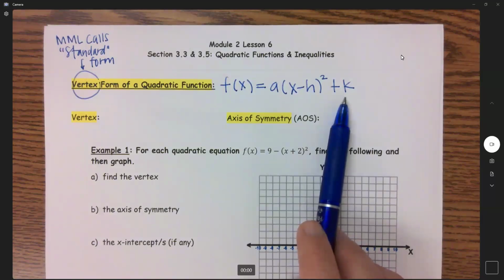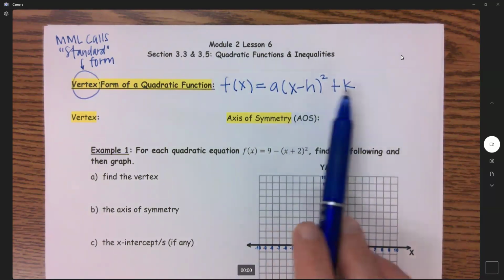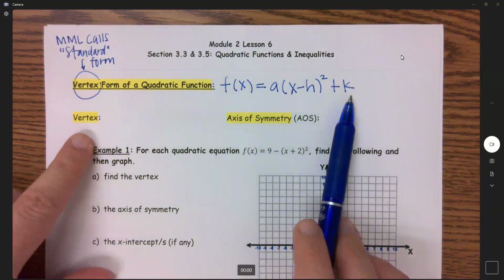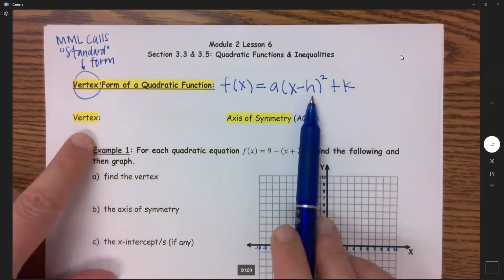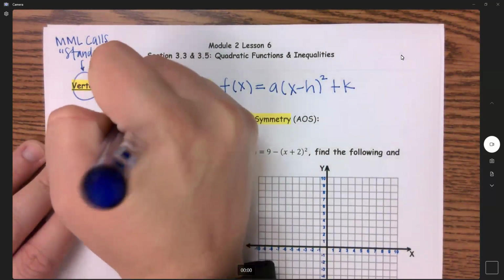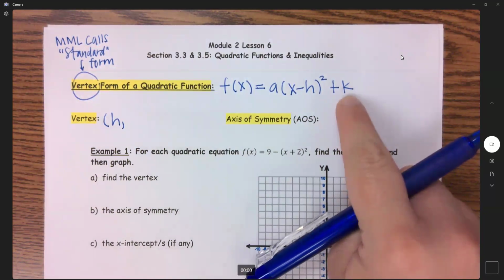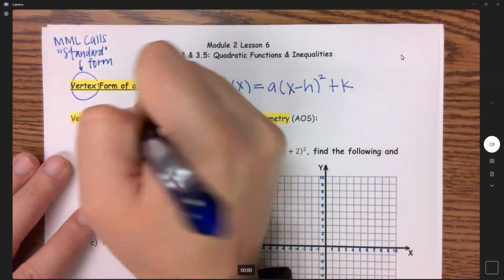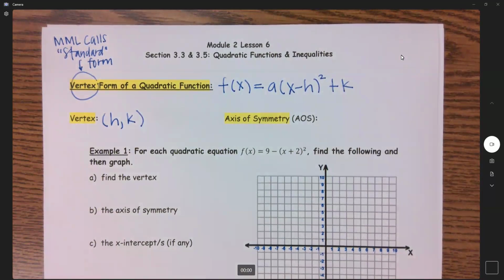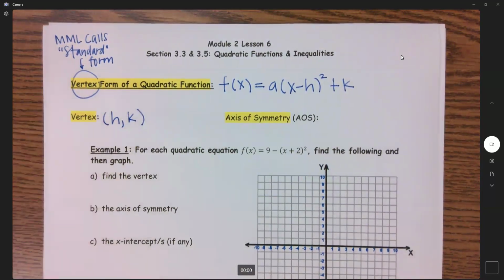So if you remember from that lesson, we said inside opposite, outside same. My vertex is inside opposite, so instead of this being a minus h, it is a positive h, and then outside, sorry, outside same, so this plus k is a positive k. So why do we call this a vertex form? Because it gives me my vertex.